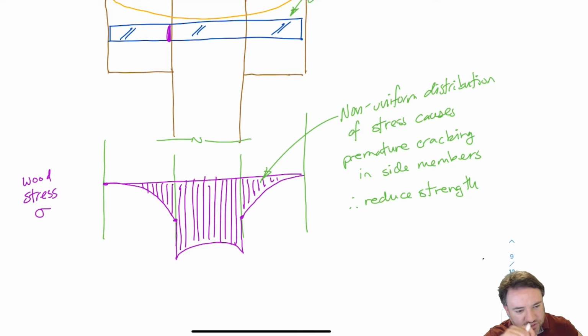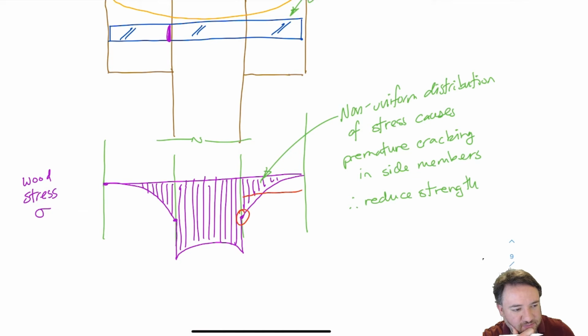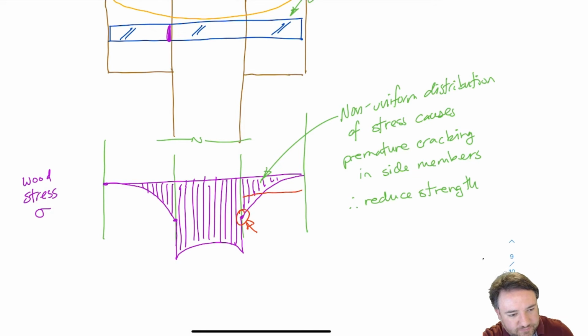Since I have this non-uniform distribution of stress, that means for the same total amount of force, I'm going to have a higher stress here than if I had a uniform distribution of stress. If I had a uniform distribution of stress, I would have something that looked like this, and if I added all that area up, I would get what the force is. But since my stress is not uniform, for the same amount of force, meaning the same area under the curve, I have to have a higher actual value of stress over here. So my stress at that one point goes up.